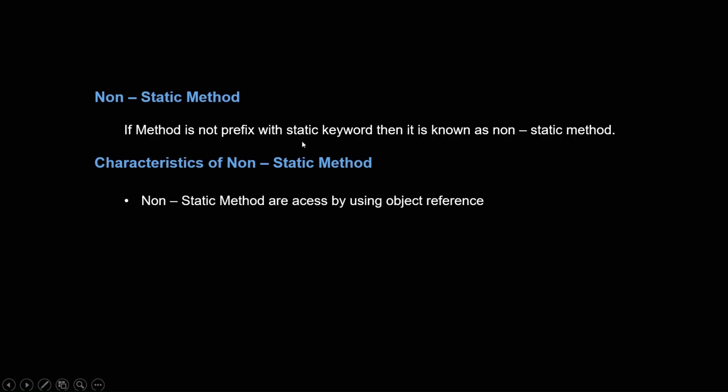Next one is the characteristics of a non-static method. The first one is that non-static methods are accessed by using the object reference. Whatever method you create without the static keyword, you can access by using object creation. First create the object, and by using that object you have to call that method. That is the first characteristic.